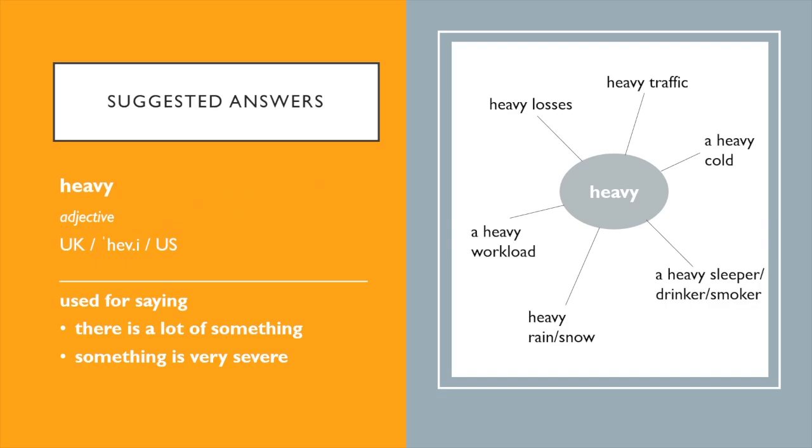Again, there are many collocations in English with heavy, so this is just a sample of some common ones. For example, heavy traffic, a heavy cold, a heavy sleeper, drinker, smoker, heavy rain or heavy snow, a heavy workload, or heavy losses. How many of those did you have on your collocation bubble?